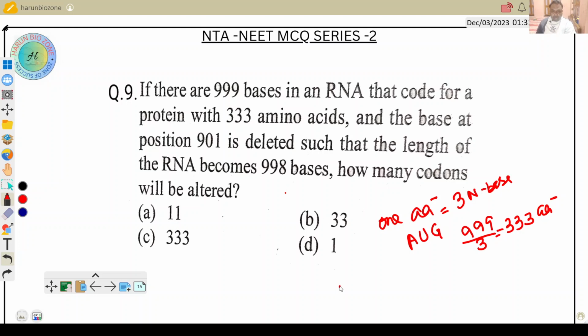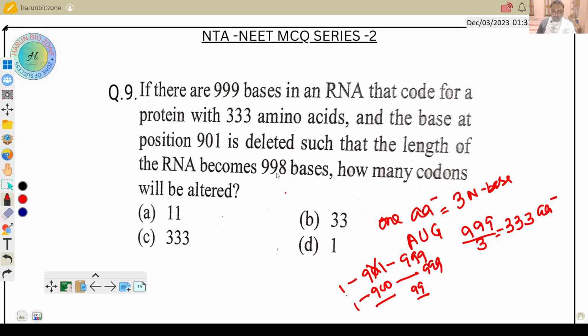So here suppose 1 to 901 to 999. Total bases 999. So 901 is deleted. So 1 to 900 are normal. Here 900 to 999, that means 99 bases, 33 amino acids are altered. Here 901 position is deleted.